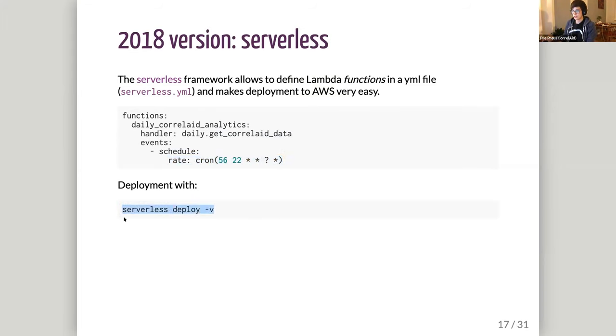And then we can use this command here, serverless deploy, to deploy the function to AWS. This is great because serverless creates all the resources and all the network configurations for you. So it's very convenient. If you have worked with AWS in the AWS console before, you know that this can be quite frustrating.